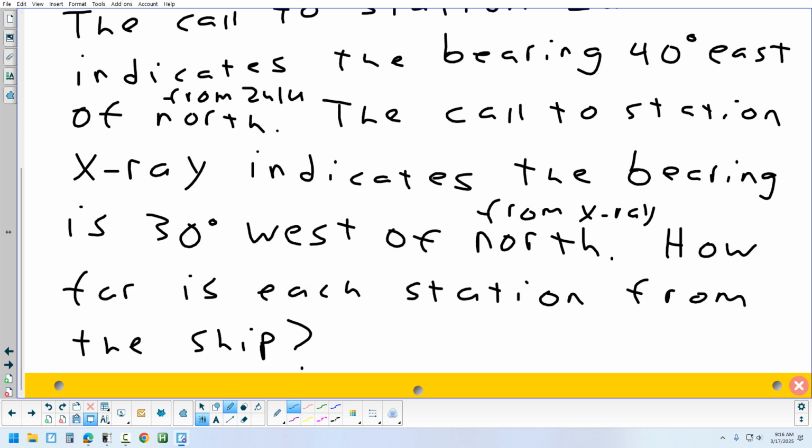So the question is, how far is each station from the ship? We got a lot of words to explain that problem. What would make this a little bit easier to start to go through? Making a chart of A, alpha, B, beta, C, gamma. Okay, so we can make a chart to organize everything. What else is going to help us? Stripping all the values from the problem: 30 degrees west of north, 40 degrees east of north, 120 miles. Okay, so we're going to use all those values, yep.